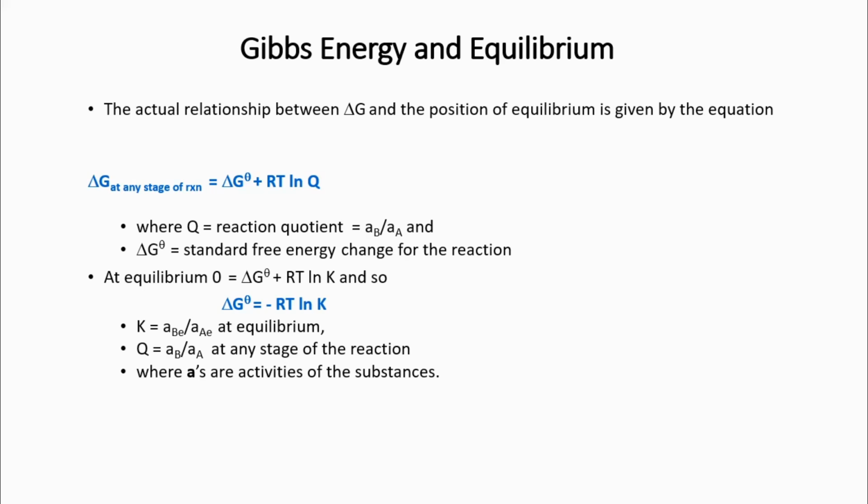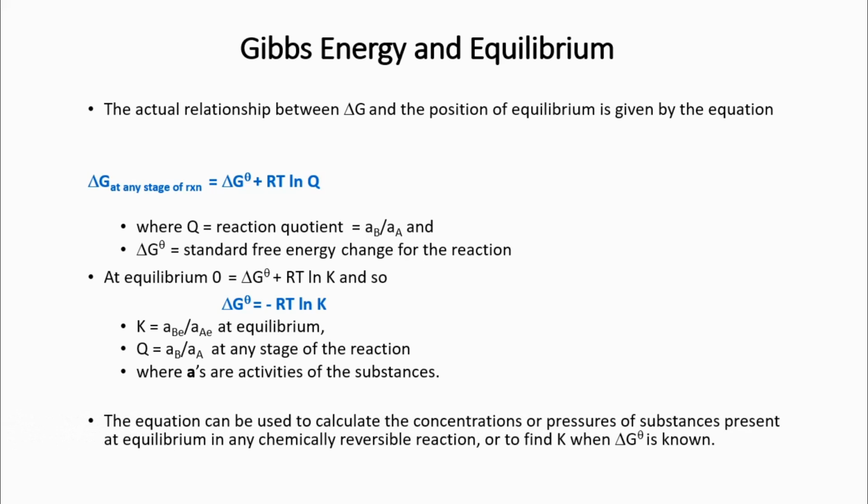So that's basically where the reaction has reached a stage where the rate of the forward process is equal to the rate of the reverse process. And so you're basically at a stationary point. Nothing is changing, all right? So that's the difference between reaction quotient and equilibrium constant. Now, this equation, delta G naught is equal to minus RT ln K, can be used to calculate the concentrations or pressures of substances present.